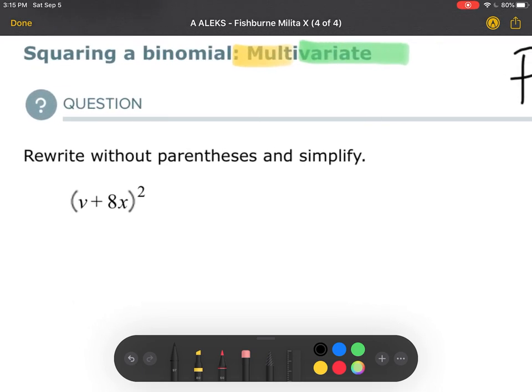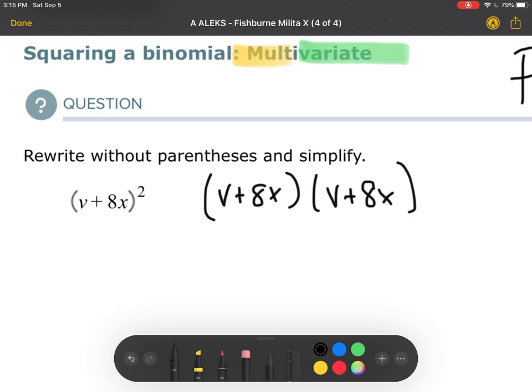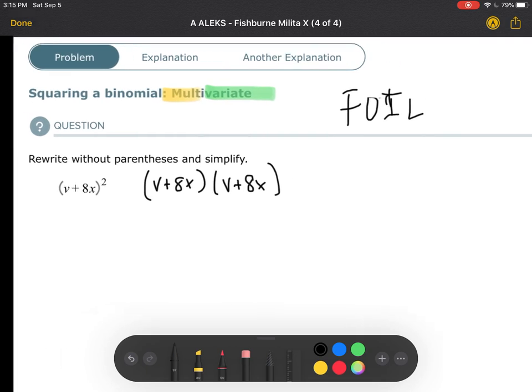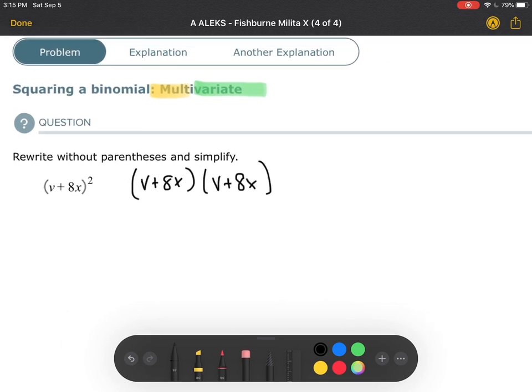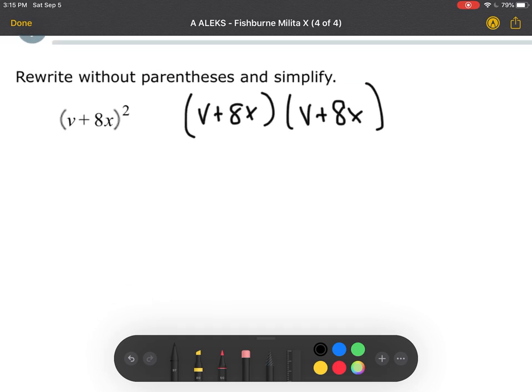So when I look at this, I have v plus 8x squared. So essentially that's saying I'm writing v plus 8x twice, and I'm going to multiply it. I'm going to show this a little differently than the last video. I'm going to erase this FOIL. Looks like I'm trying to write a ransom letter. Anyway, we're just going to start with FOIL.